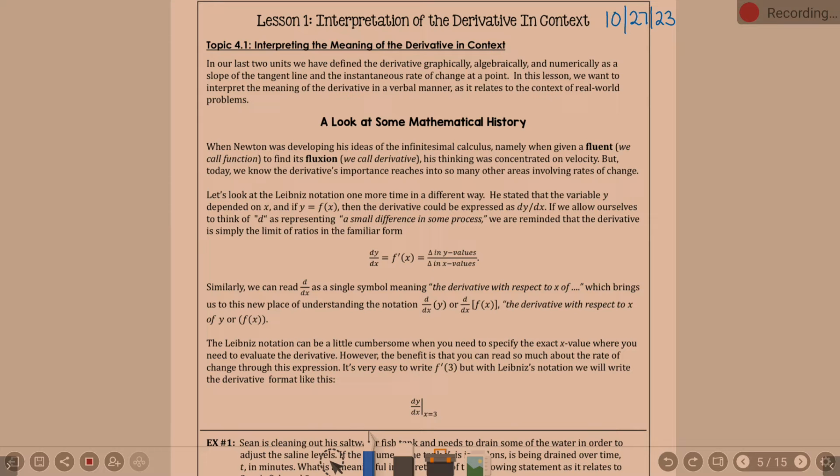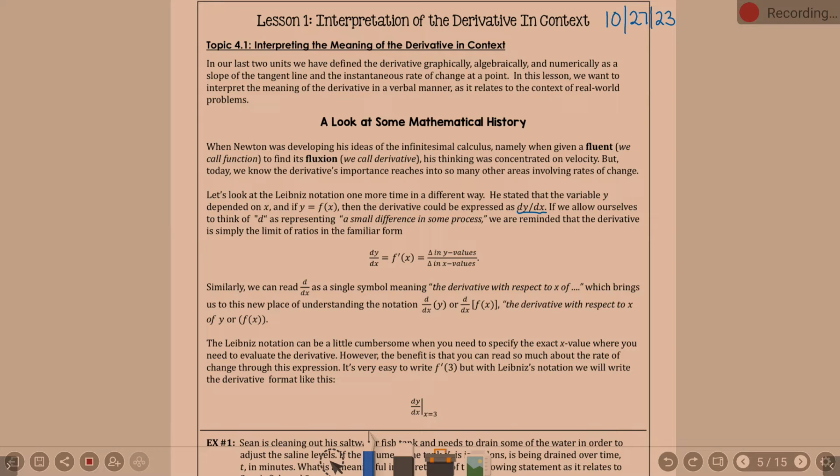So there was Newton, and then there was also Leibniz. When we look at the Leibniz notation, he stated the variable y depended on x. If y equals f of x, then the derivative could be expressed as dy over dx. So that's our Leibniz notation. I can never remember. Whereas Newton is more the y prime type of person.